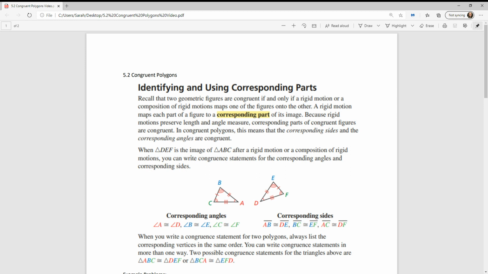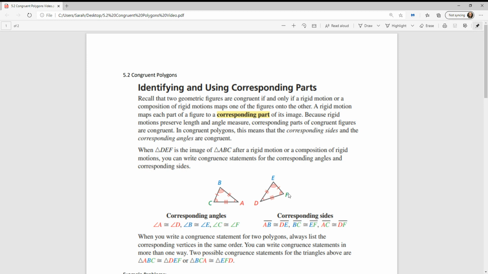So, like before, two geometric figures are congruent if and only if a rigid motion, like a translation, or a composition of rigid motions maps one of the figures onto the other. When you do these rigid motions, it maps each part of a figure to a corresponding part of its image. So looking at the pictures below, in our two triangles, that would say, for instance, that BC, which is the shortest side of this triangle, would map into EF, which is the shortest side of the other triangle.